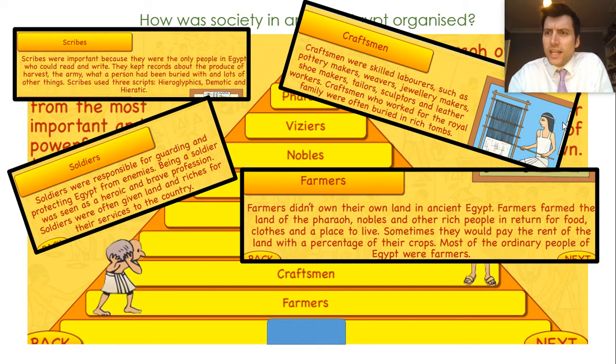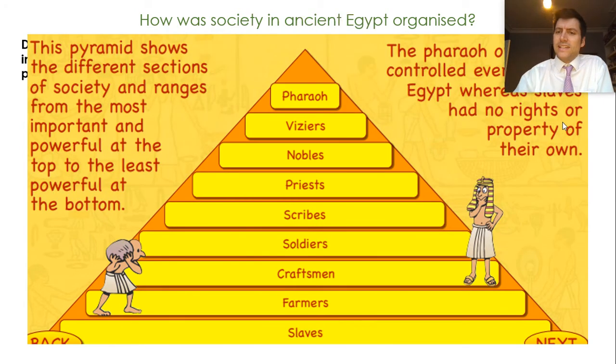Does anybody know what the last group that's covered in blue is? Beneath the farmers in the order of society in Egyptian time. Shout it out if you know what it is. Well done if you've identified slaves.